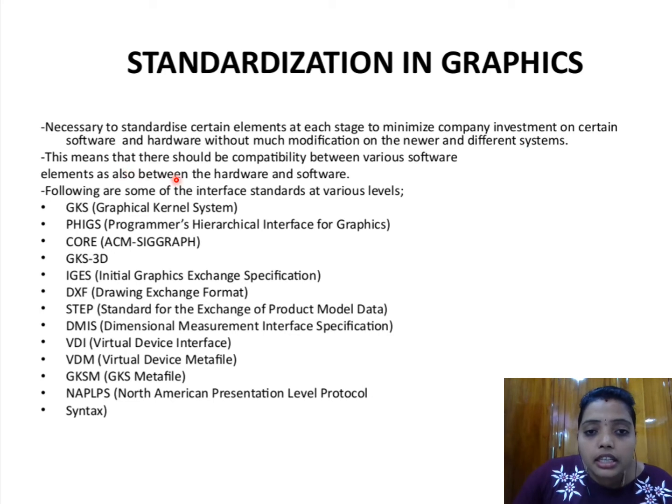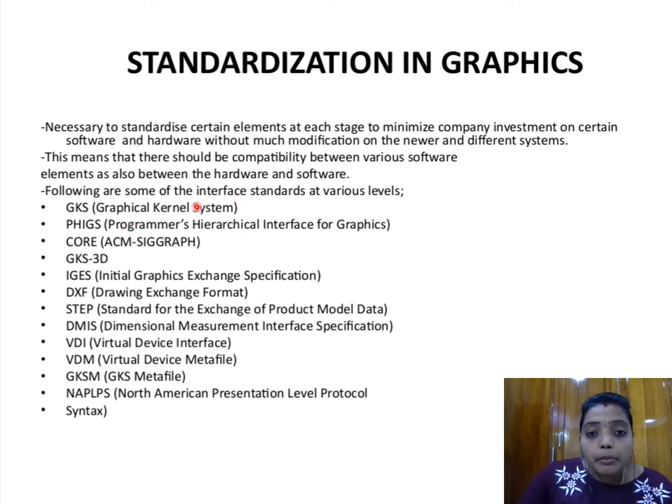Afterwards, there should be compatibility between various software. Compatibility means communication between various softwares will happen very easily. Elements are also needed between the hardware and the software. Hardware means the visible parts, and software means software. Hardware means plotter, pointer, plotting pen, and the display computer. Everything will come under the hardware components, as I already told you.